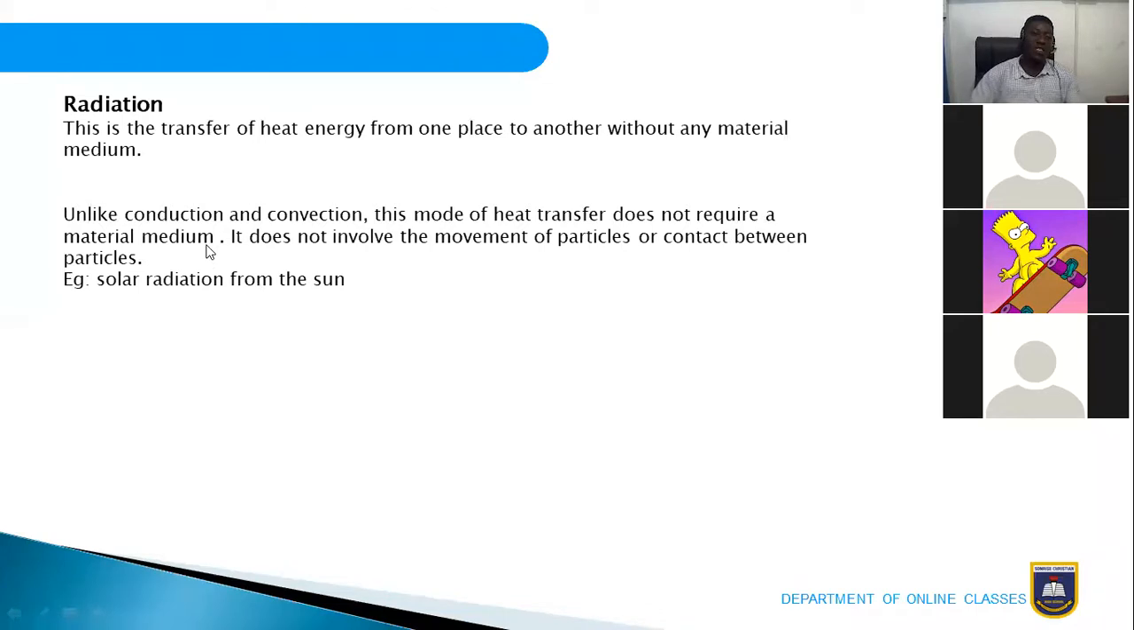So radiation. When we come to radiation, this is the transfer of heat energy from one place to another without any material medium.